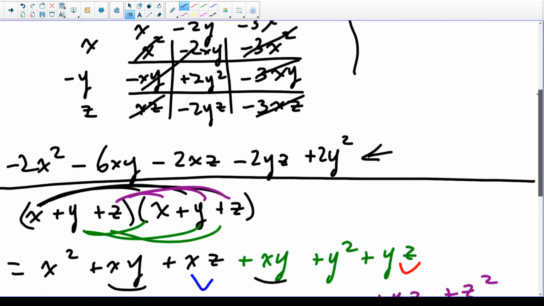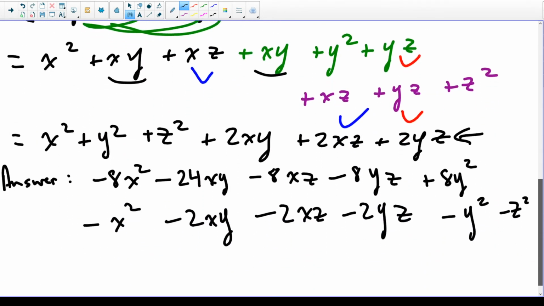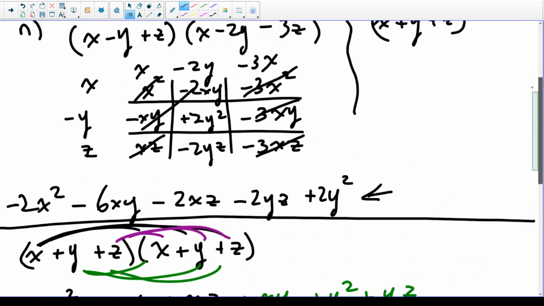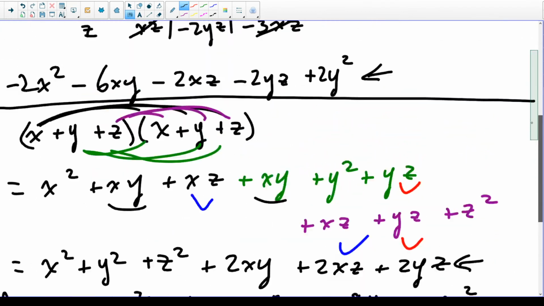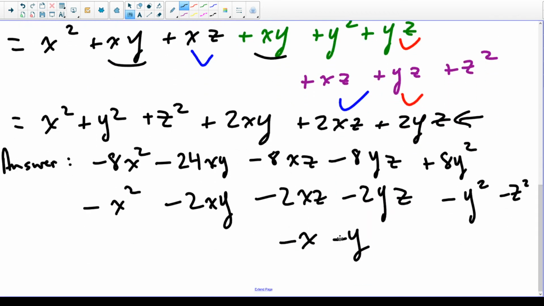And then I've got to subtract x squared minus y minus 2z. Well, because I'm subtracting those three, all three signs are going to change. So it's going to become a minus x, a plus y, and a plus 2z. And now I can collect all my like terms.